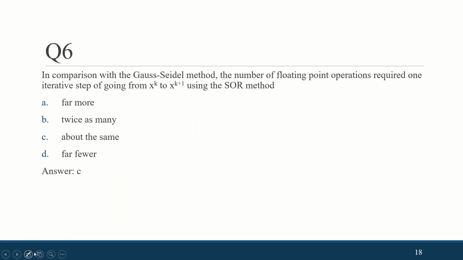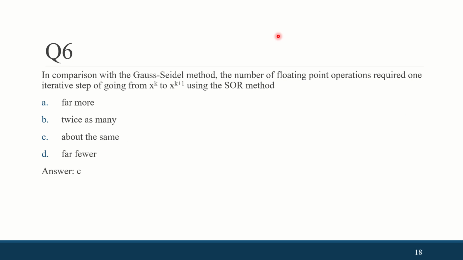The options given are far more, twice as many, about the same, far fewer. So it is not far more, and it is not twice as many. It is about the same, actually. The number of floating point operations remains the same between Gauss-Seidel and successive over relaxation, and it is not far fewer. So the answer is option C, that is, it remains about the same. I hope this is clear.